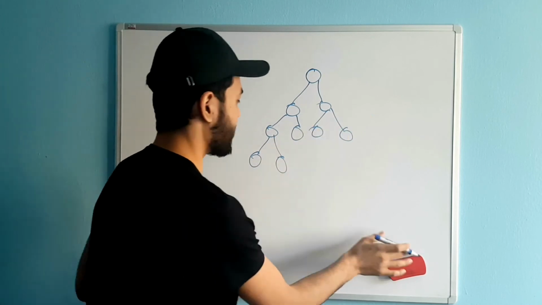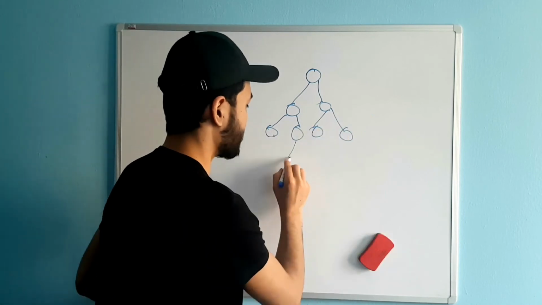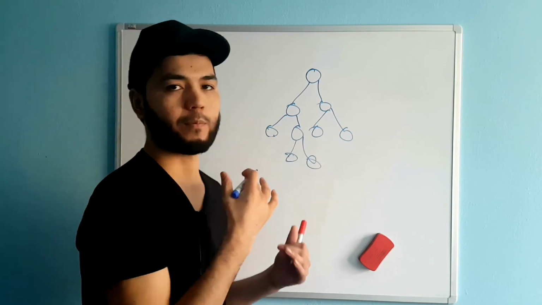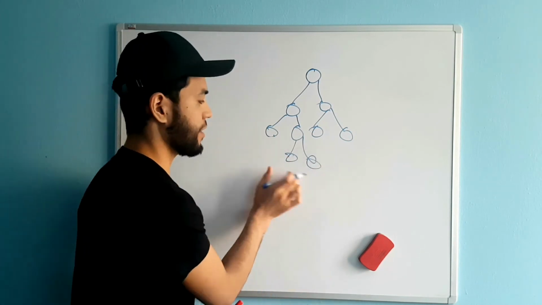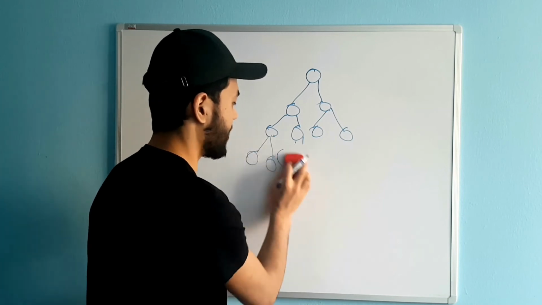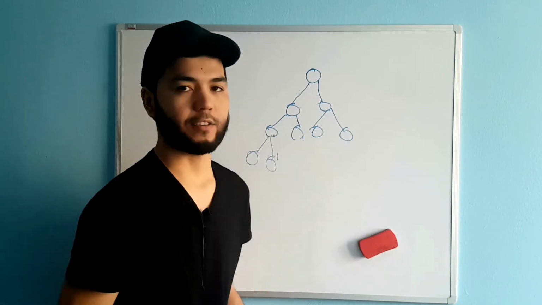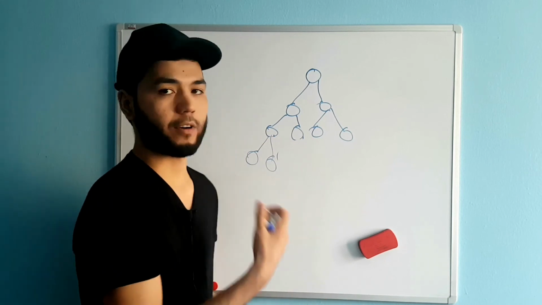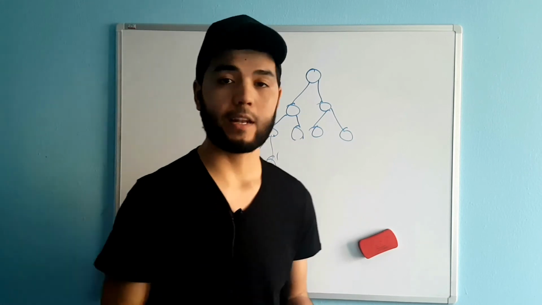But if I change it here, for example like so, it is not a complete binary tree. The child must always be located on the left side. If it's like so, it is a complete binary tree, except the last level is not complete. If it's like so, this is the complete binary tree.